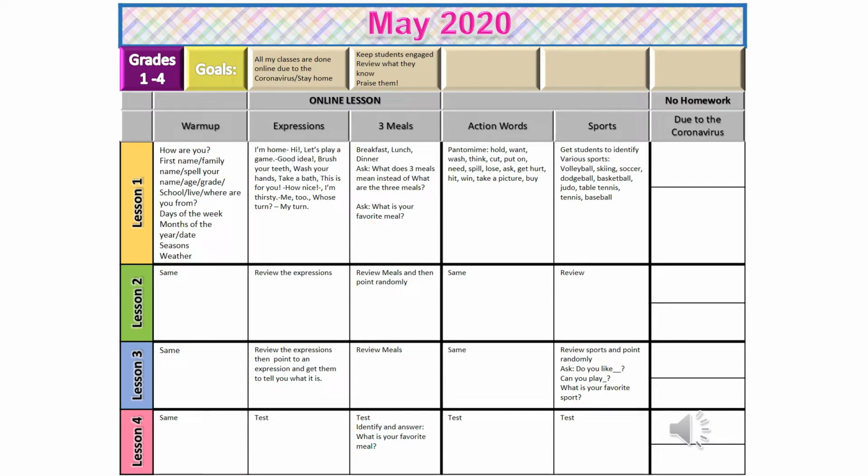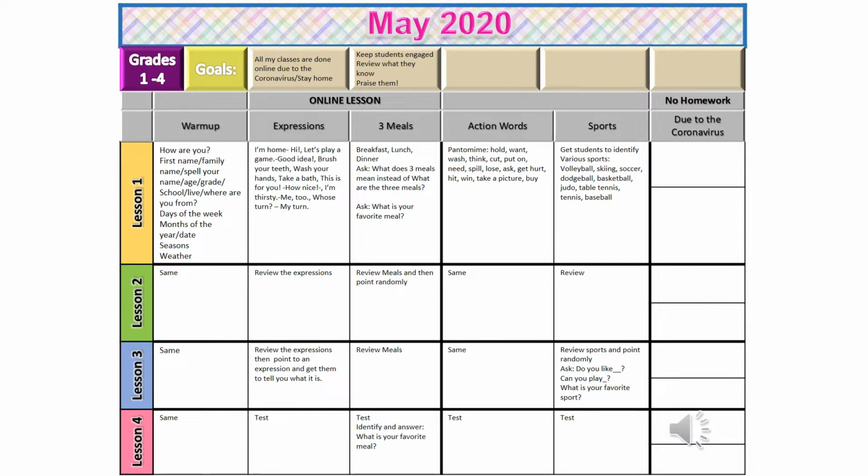Next, action words. Lesson 1, pantomime: hold, want, wash, think, cut, put on, need, spill, lose, ask, get hurt, hit, win, take a picture, buy. For lessons 2 and 3, just do the same thing. Review, get them to pantomime. For lesson 4, test them.